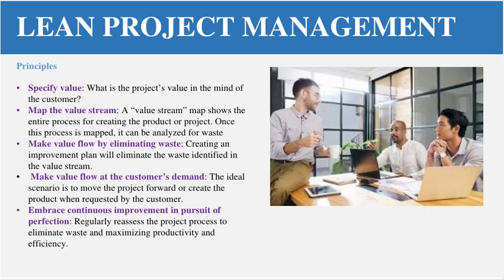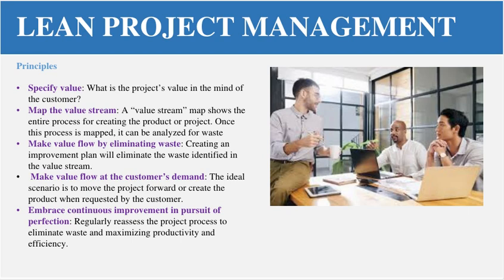Then, friends, the main principles of lean project management. The first one is specify value. Specify value means what is the project value and objective which the customer wants. Second, map the value stream. A value stream map shows the entire process of creating the product or project. Once the process is mapped, it can be analyzed for waste as well.